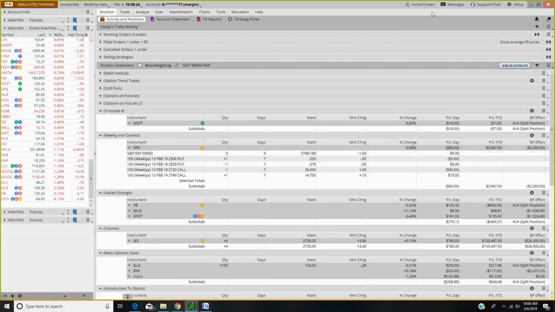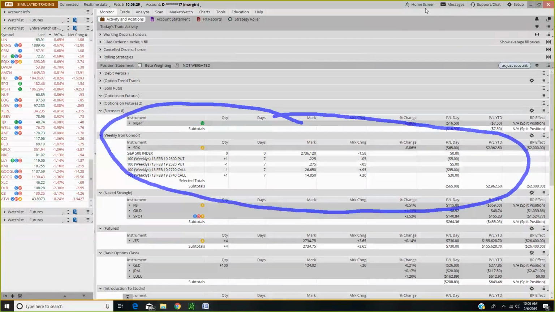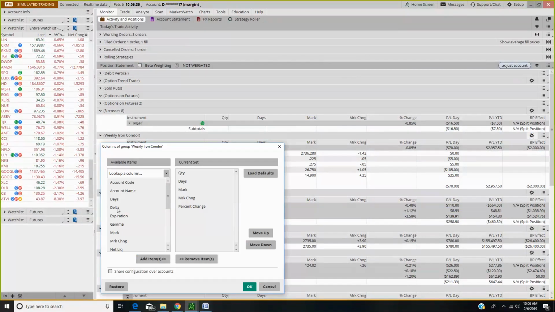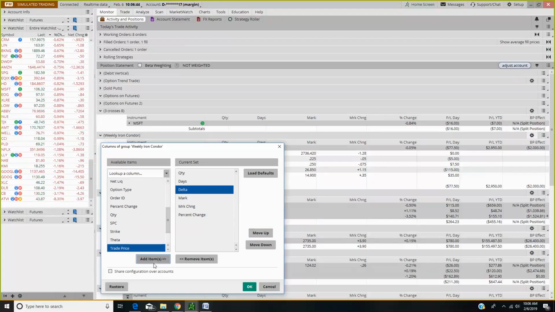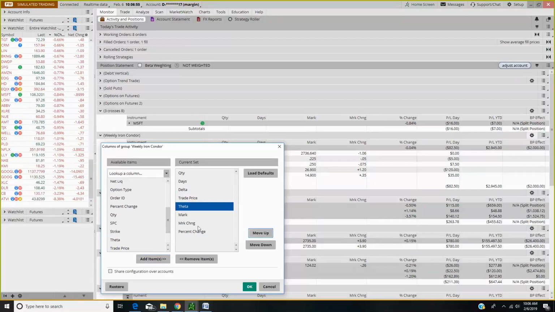Then, if you want to customize this column here, this is what you do. You go here to this wheel, and you click it. And then what I'm going to add is the delta. So you've got quantity, days, delta. I'm going to add trade price. And then I'm going to add theta. Okay. Quantity, days, delta, trade price, theta, mark change, percent.